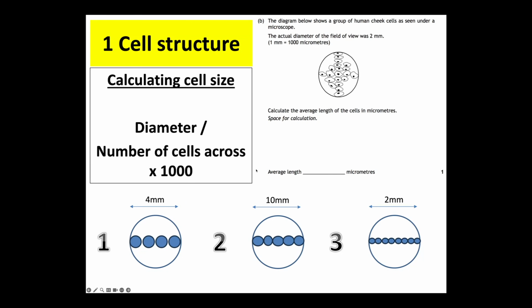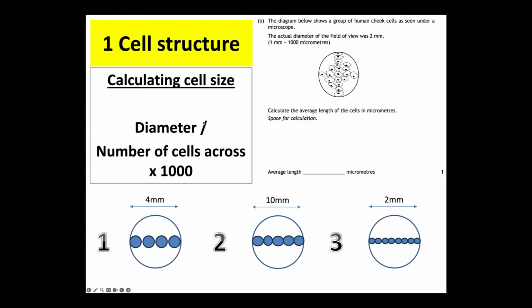Now, bear in mind that there might be an occasion where they don't ask for the answer in micrometers, or they give you the field of view in micrometers. So that conversion isn't always going to happen, but in most of the questions I've seen, you've had to do that. And if you have to do it, they will give you the scale here so that you can see how many times you have to multiply it by, or go the other way where you have to divide it.